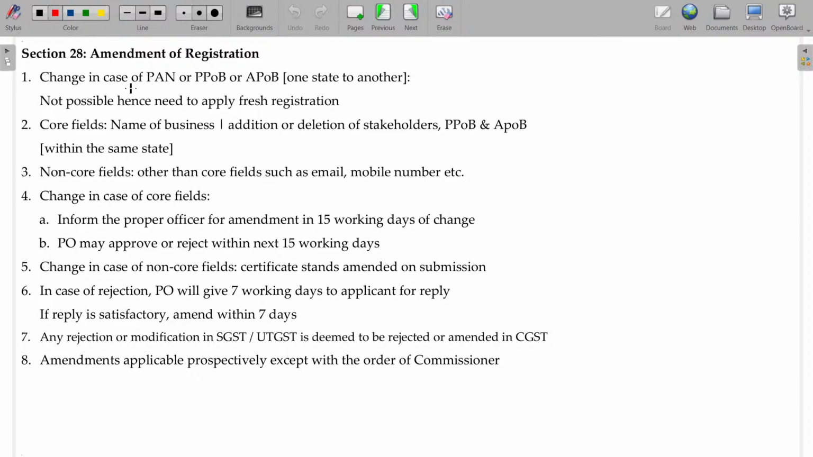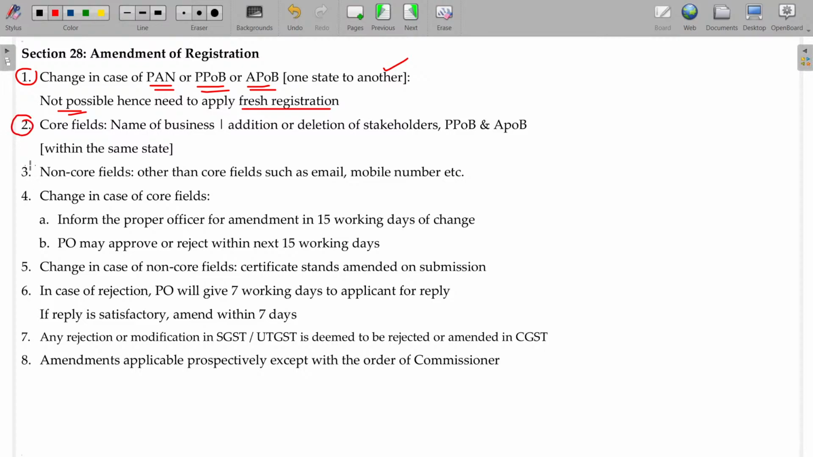So, changes in case of PAN or principal place of business and additional place of business from one state to another state are not possible. So, you have to cancel the existing registration and apply fresh because your GST number is itself PAN based. If you want to change the PAN, it's just not possible. As well, if you register in one state and want to move to another state, that is also not possible.